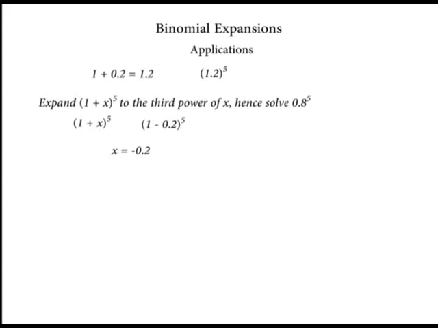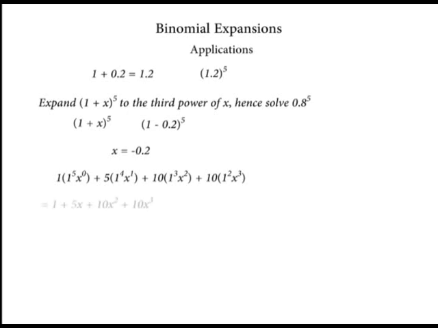n is 5 and the coefficients are 1, 5, 10, 10, 5, 1. So we start 1 times 1 raised to power 5 times x raised to power 0 plus 5 times 1 raised to power 4 times x raised to power 1. We've done this before. Plus 10 times 1 raised to power 3 times x raised to power 2 plus 10 times 1 raised to power 2 times x raised to power 3. We stop there. We've already arrived at the third power of x.